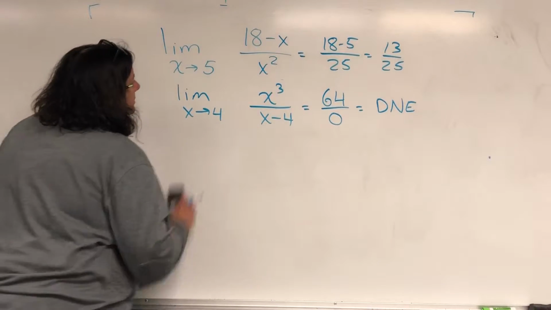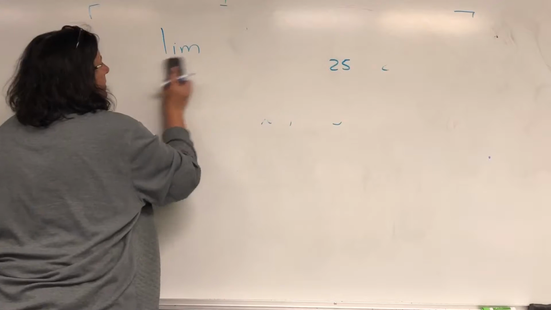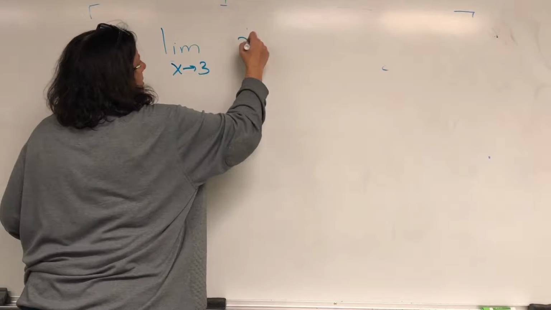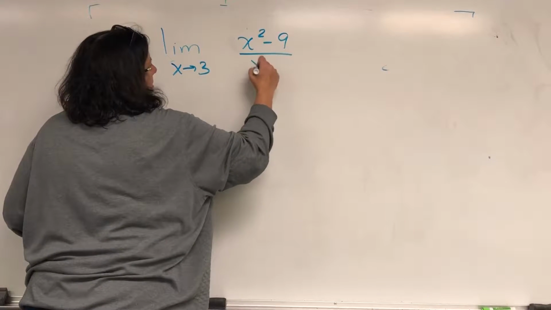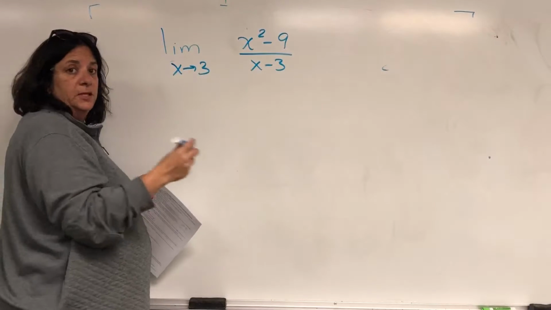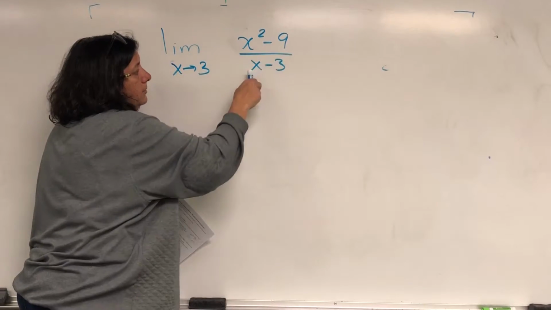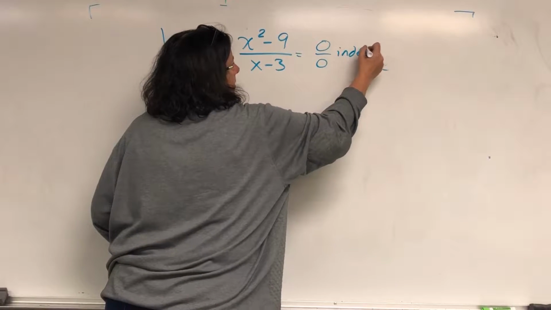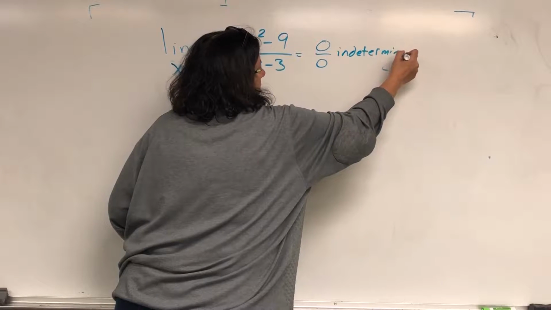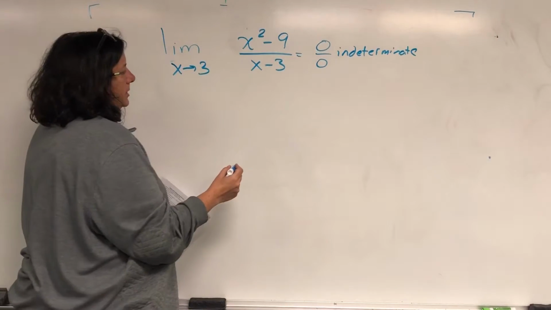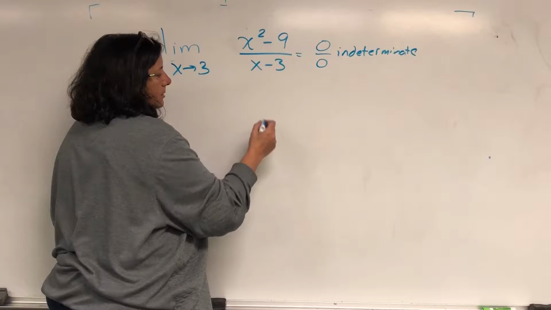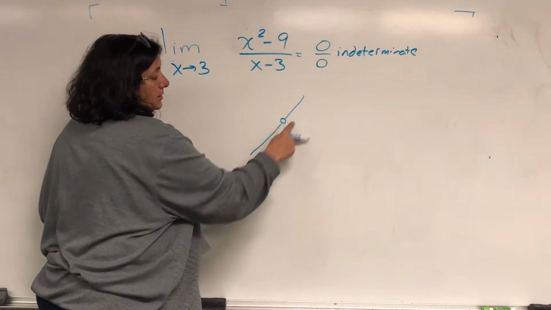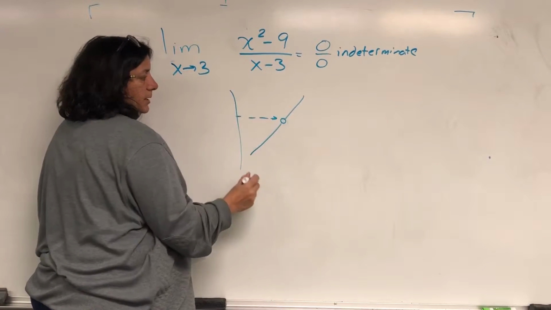Let's say we get 0 over 0 when we substitute in. Okay, if I substitute here, I have 9 minus 9 is 0. 3 minus 3 is 0. So I get 0 over 0. That's called indeterminate. But what it means is that you actually still have a limit. It means that this graph looks like this with a hole in it. So there is still a limit. We just have to find this y value right here.